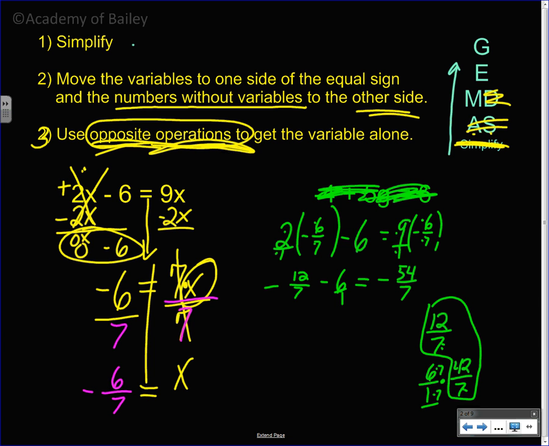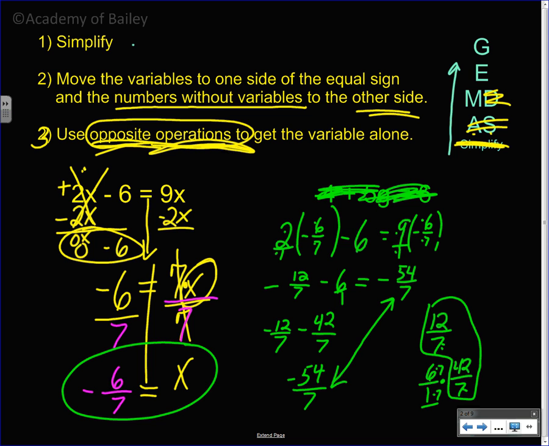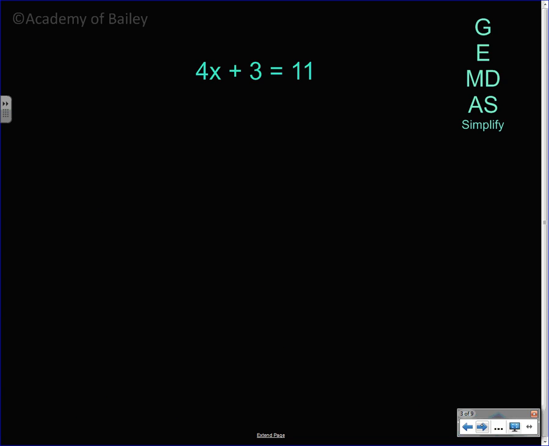And now we have common denominators. I do not have to change that top fraction, 12 over 7. So I have negative 12 over 7 minus 42 over 7. And negative 12 minus 42 is going to be negative 54. And the bottom number stays the same. And if you notice, those are the same. So therefore you have the correct answer. Okay, so now you have a pretty good idea on how to solve a multi-step equation for a variable. Let's work through some problems here.